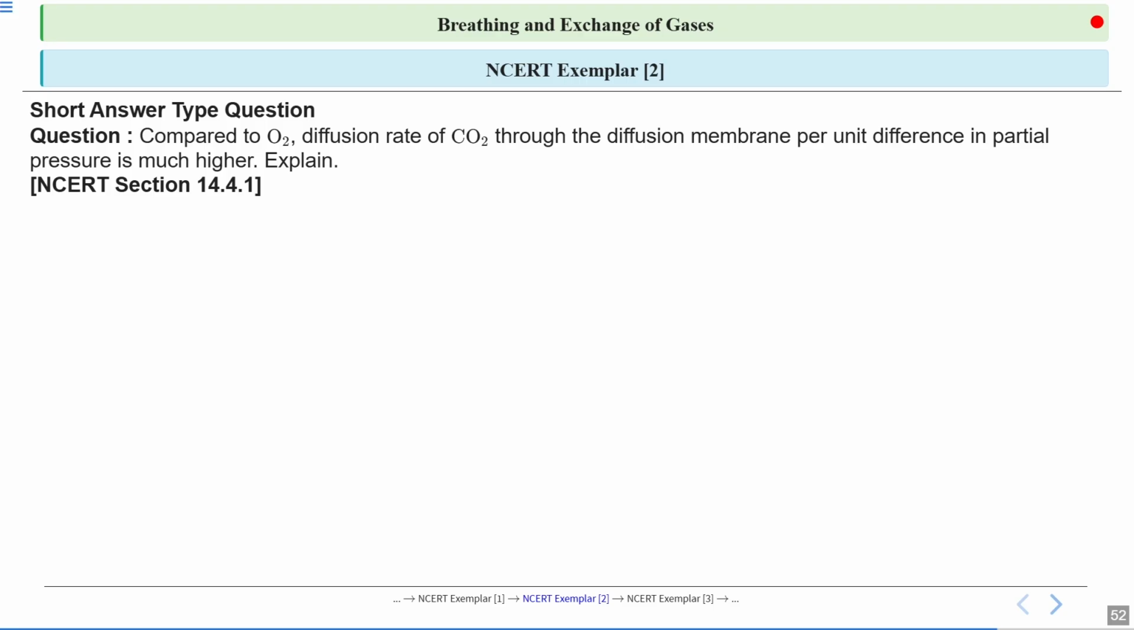Next question: compare the diffusion rate of oxygen and carbon dioxide through the diffusion membrane. Per unit difference in the partial pressure, the diffusion of carbon dioxide is much higher. Explain. This question is coming from the NCERT section 14.4.1. Let us see the answer.